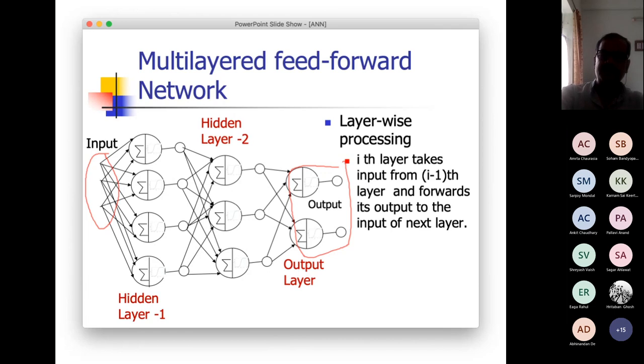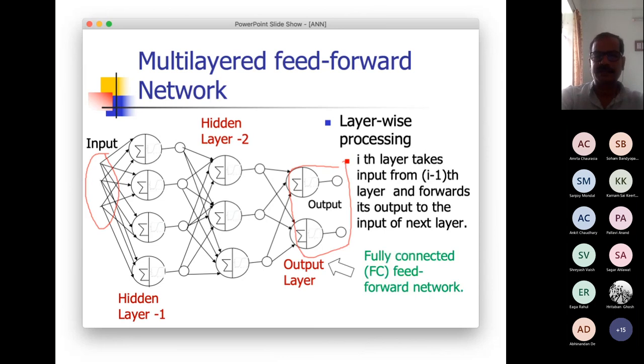So this is how we are describing it. The processing is layer-wise processing. The ith layer takes input from the (i-1)th layer and forwards its output to the input of the next layer. And as I was mentioning, we are considering here a fully connected feed-forward network. There could be a sparsely connected feed-forward network also.